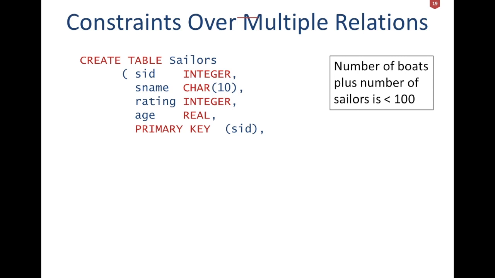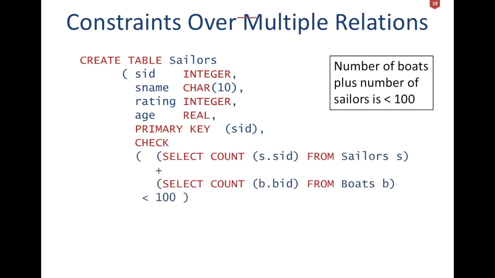Constraints over multiple relations. So we're saying here that we can have constraints on more than one relation at a time. So for example, number of boats plus number of sailors is less than 100. So I have to deal with the number of boats and number of sailors together from two different tables. So create table. On this table, this constraint is checked when we add or update to table sailors.